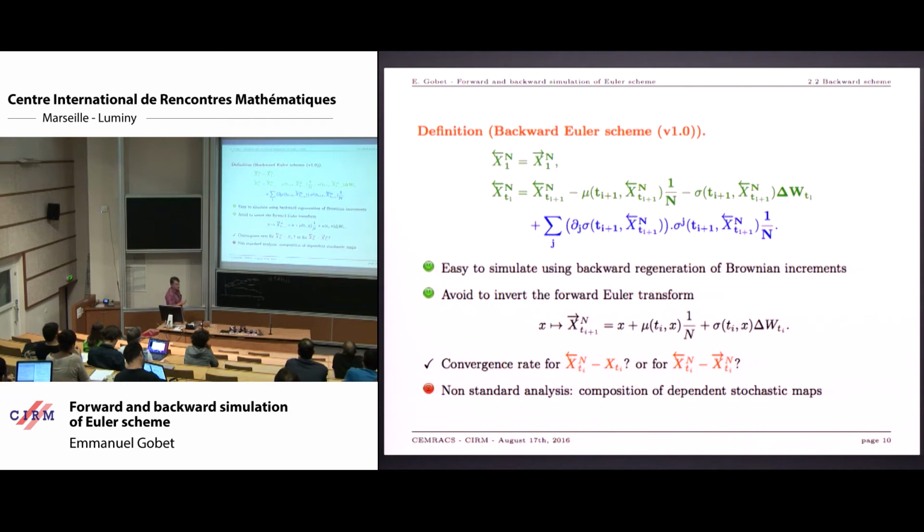So this is very easy to simulate, because in fact you just have to generate the Brownian increments backward. And simulating these Brownian increments backward is just reversing the generator and generating the Gaussian variables in a backward manner.